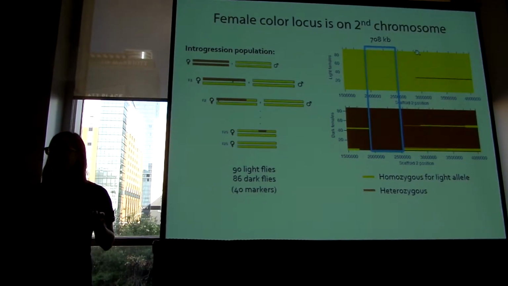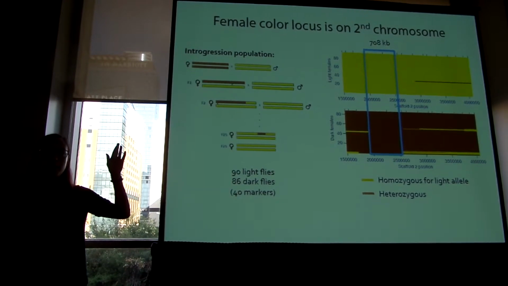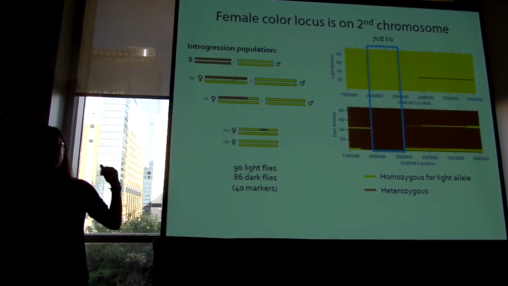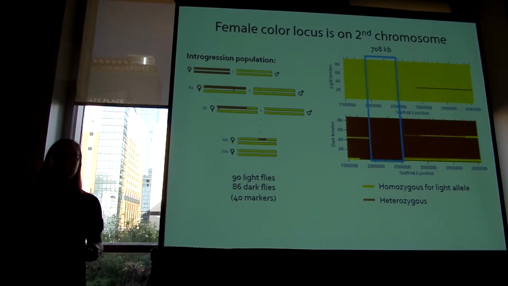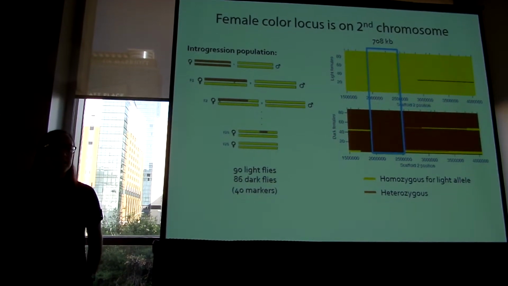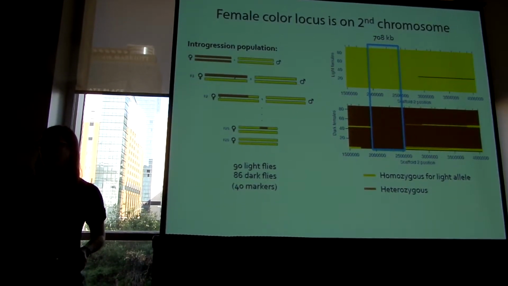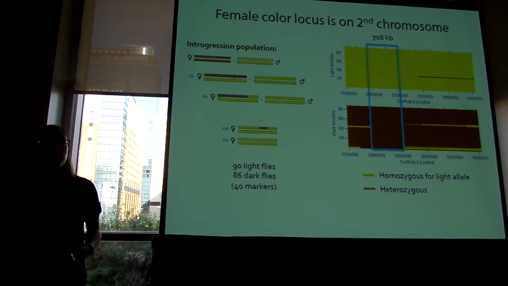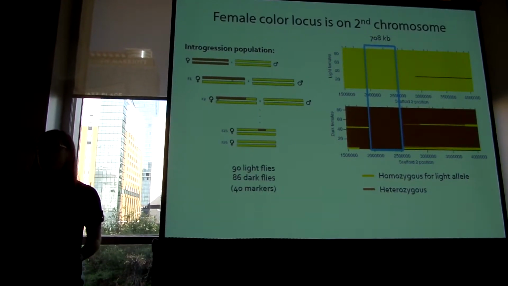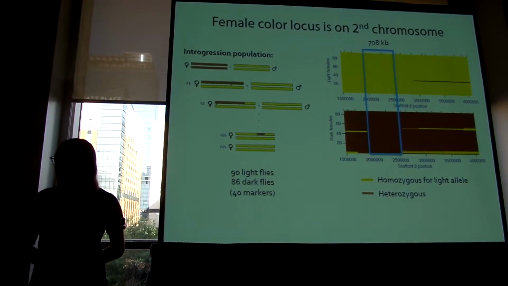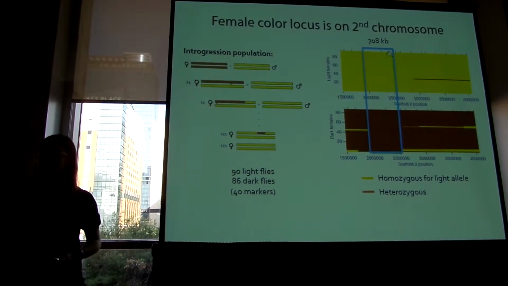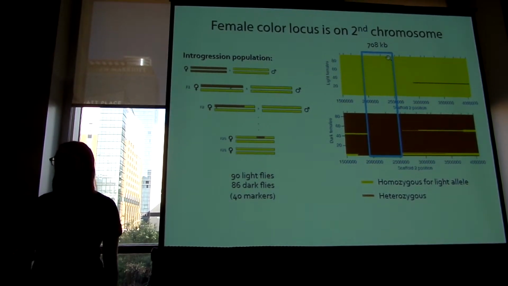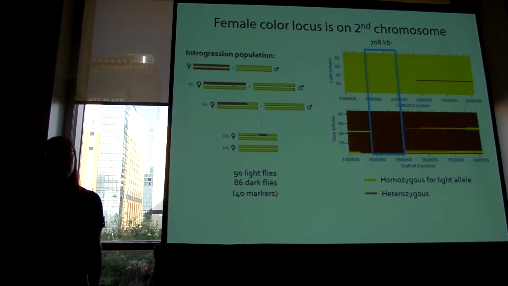What you can see is the columns are markers and the rows are females, and so everywhere there's a yellow box, it means there's a homozygous light parental allele, and everywhere there's a dark box, it's a heterozygous. So you can see that right within this blue box, there are markers that are perfectly fixed and associated with female color. However, 708 kb is still a large window, and so we wanted to refine this a little bit further.